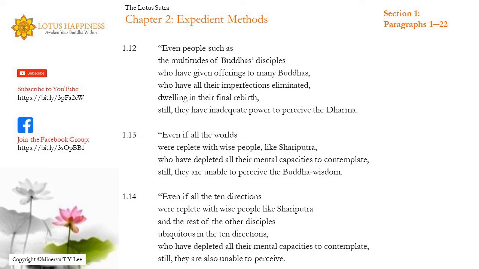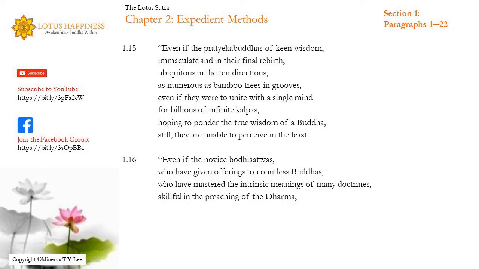Even if all the worlds were replete with wise people, like Shariputra, who have depleted all their mental capacities to contemplate, still, they are unable to perceive the Buddha wisdom. Even if all the 10 directions were replete with wise people like Shariputra, and the rest of the other disciples, ubiquitous in the 10 directions, who have depleted all their mental capacities to contemplate, still, they are also unable to perceive.